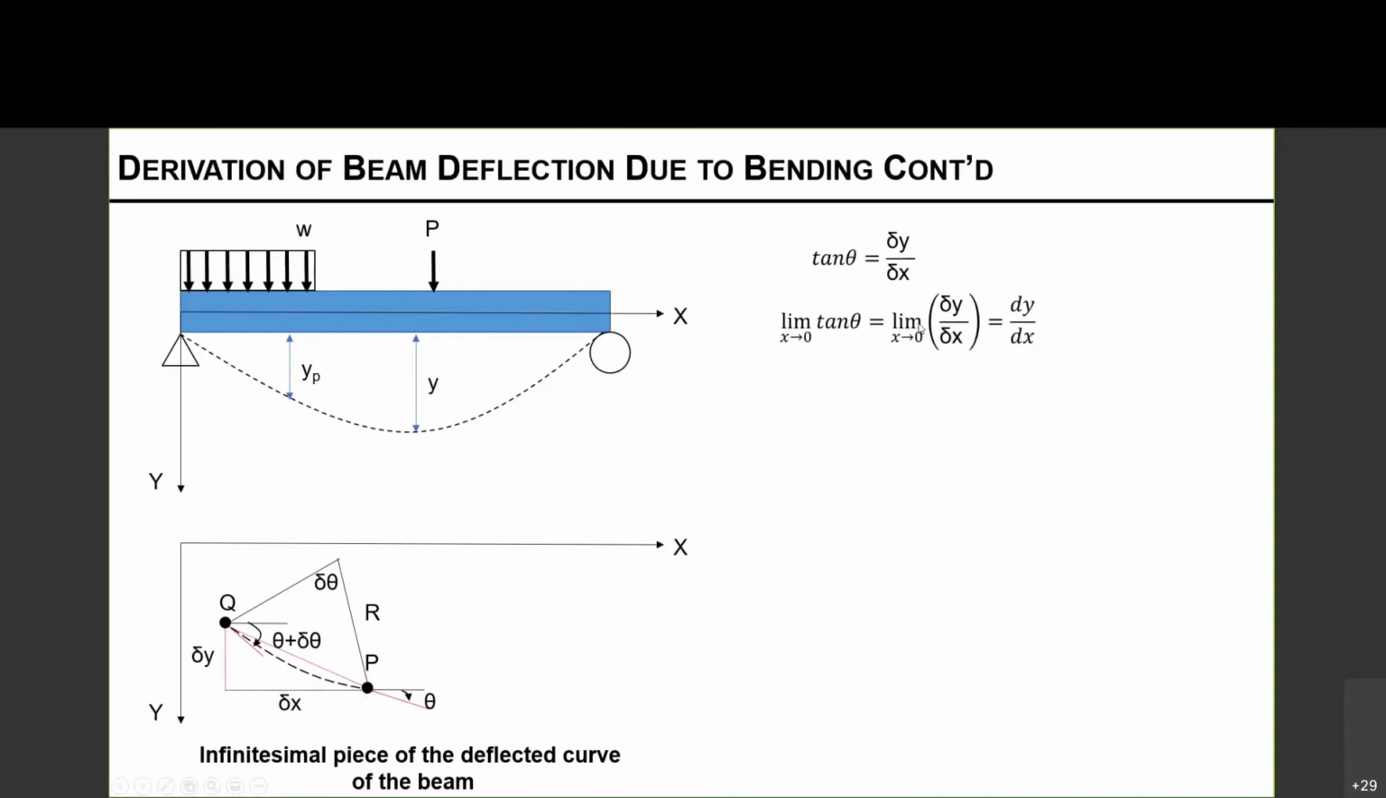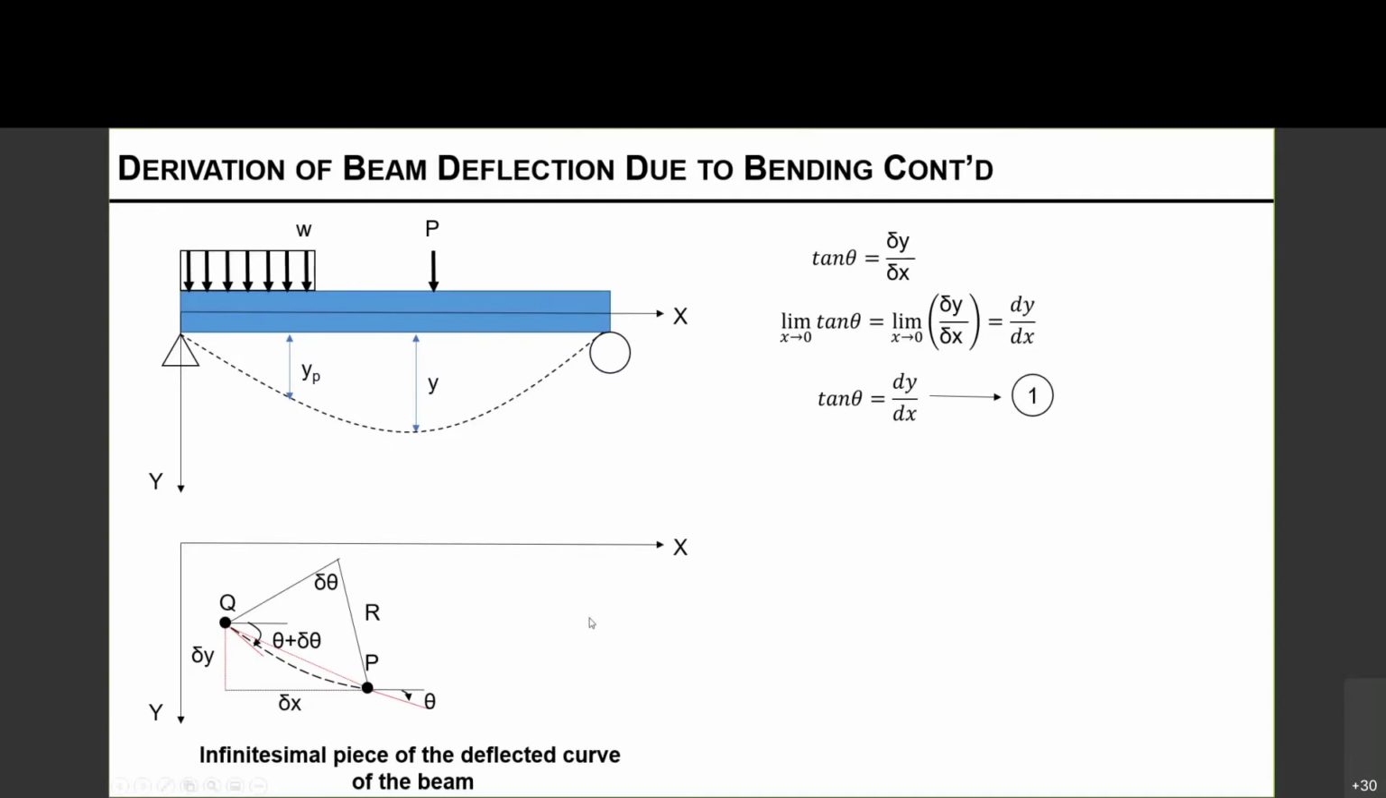Now we will apply the limits, which come from calculus. The limits are enforced on either side of this equation as delta x approaches 0. The tan theta value equals the limit of delta y over delta x as delta x approaches 0. By the definition of these limits, we will be able to get that tan theta equals dy over dx. And now let's consider this as our first equation.